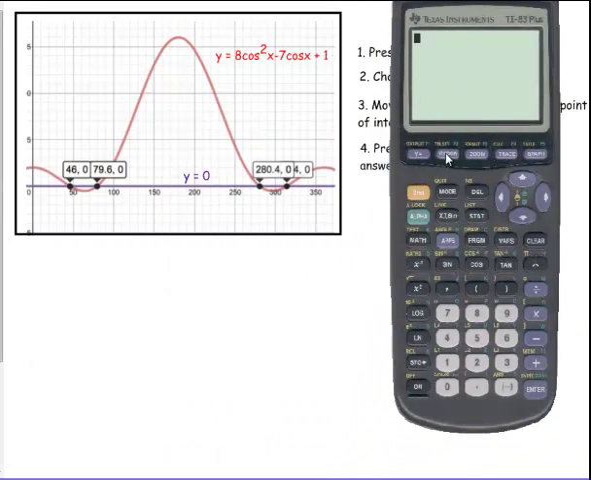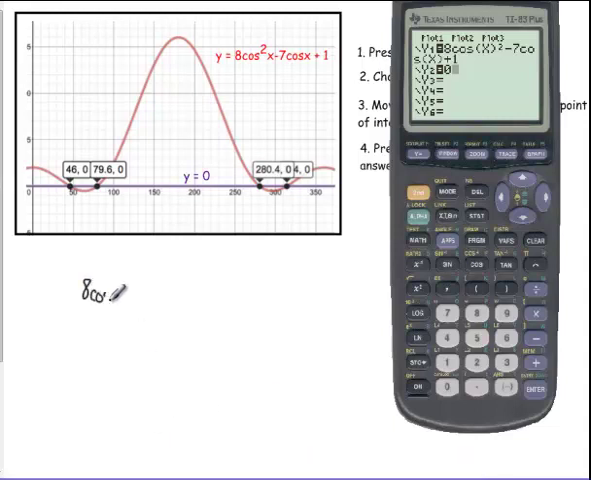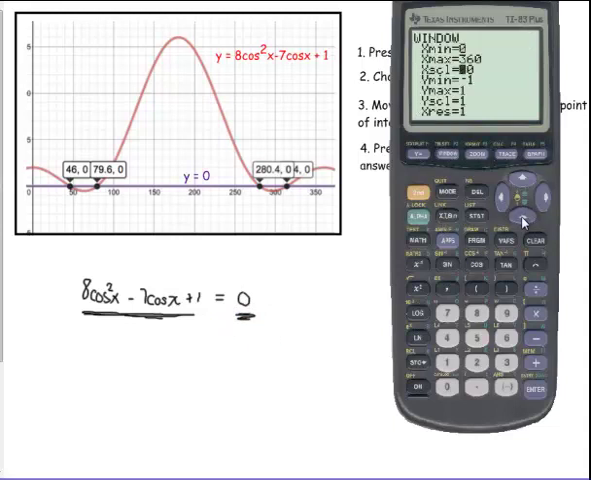Go over to your calculator. Let's make sure your window is set up from 0 to 360 again. And in y, let's type in this graph: 8 cosine x squared minus 7 cosine x plus 1. Now below here, I'm going to put 0. Because remember, our question was really this: where did this graph of 8 cosine squared x minus 7 cosine x plus 1 equal 0? So I'm trying to see, where does this graph equal this graph? All right, now my window, I may have to do a little changing with my y-axis.